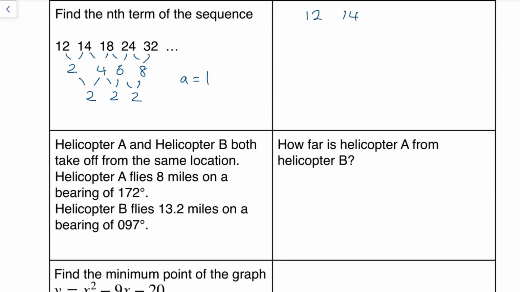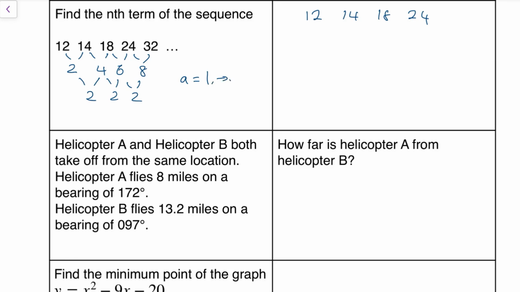So 12, 14, 18, 24. Now you may have learnt a little technique to do with a plus b plus c, and I think it's 3a plus b is equal to something else. I don't do that. You just have to remember something. You might get it wrong in the exam and panic. Just build it up slowly.